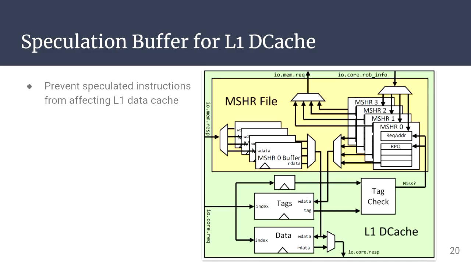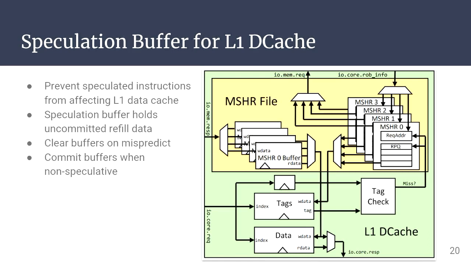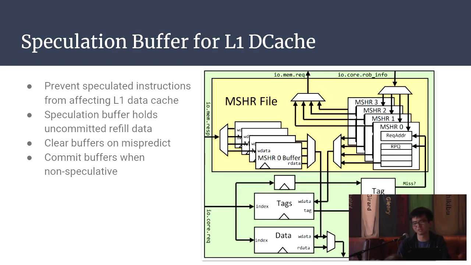On the right, we have a block diagram for the L1 D-cache. We implemented this speculation buffer, which holds uncommitted refill data coming out from L2 and prevents it from writing into the tags and data arrays until we are sure that they have been committed. So on a mispredict, the buffers would be cleared and the results of speculation would not be seen by the rest of the core.